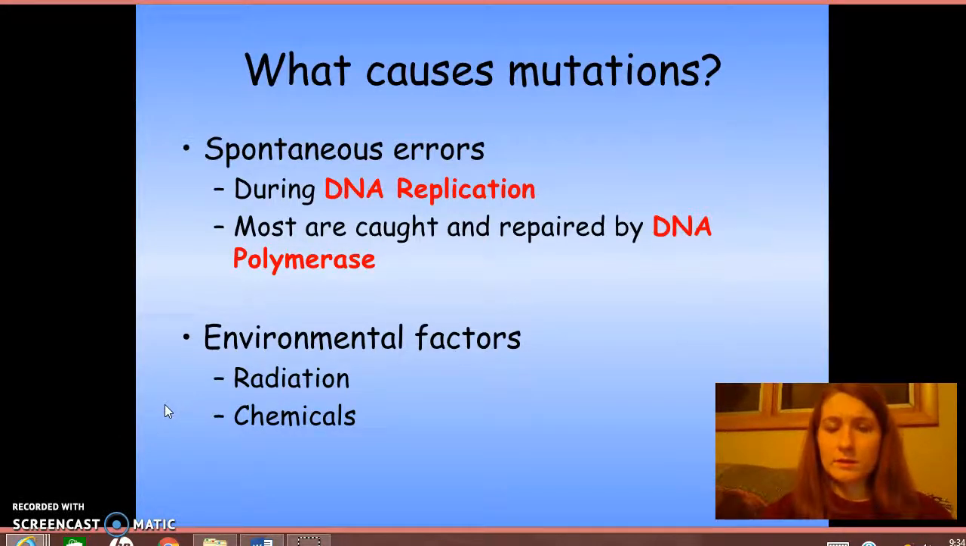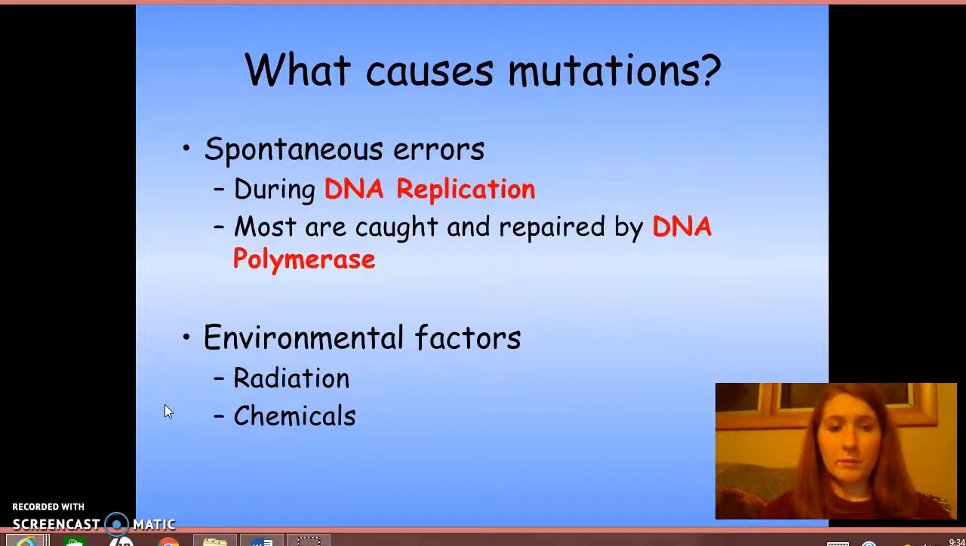So what causes mutations? During replication, spontaneous errors can occur in the DNA. Most of those errors are actually caught and repaired by the enzyme DNA polymerase, but sometimes DNA polymerase misses those errors and does not fix them, so then that is called a mutation in the DNA sequence.